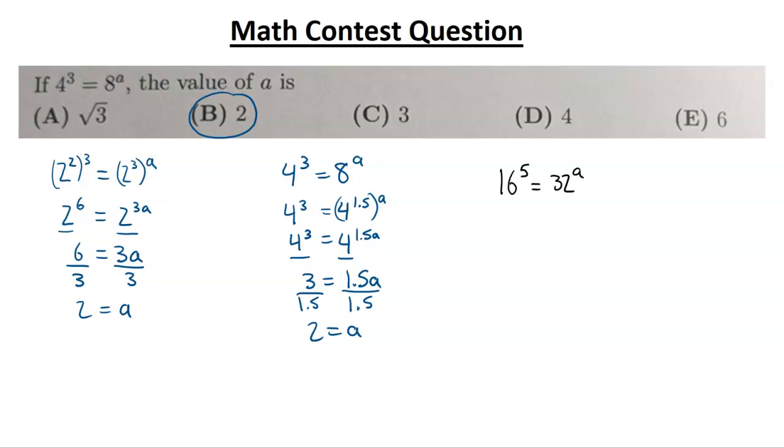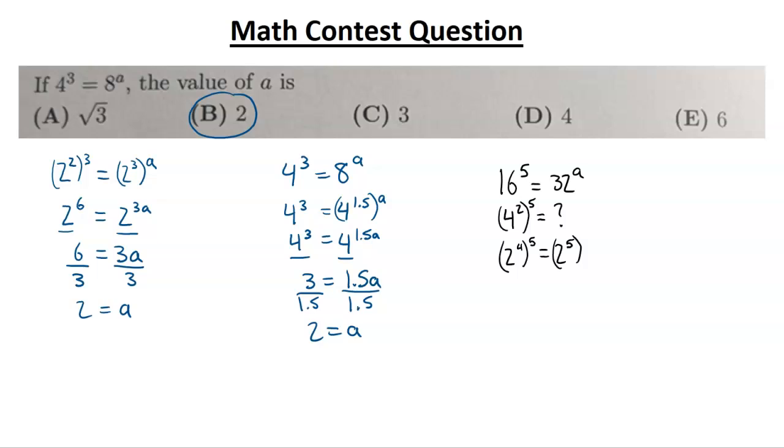Now the key here is that 16 is 4 to the power of 2, and so you might think I can write that as 4 squared to the power of 5. The problem is 32 we cannot write as a power of 4. So we can take this one step further back to powers of 2. 16 is 2 to the power of 4. Well, 2 to the power of 4, to the power of 5, and I can write 32 as a power of 2. That's 2 to the power of 5.